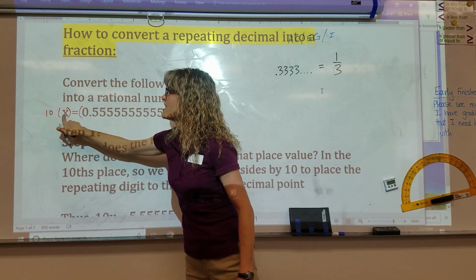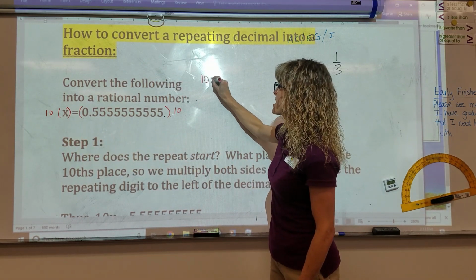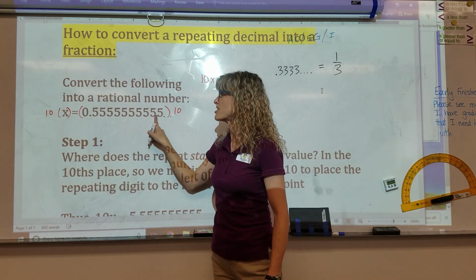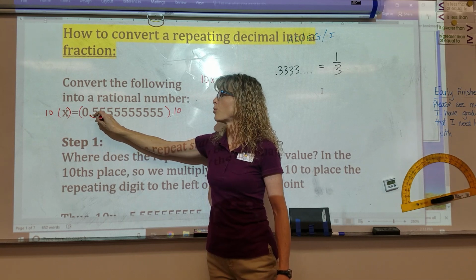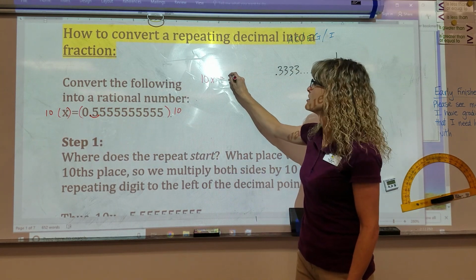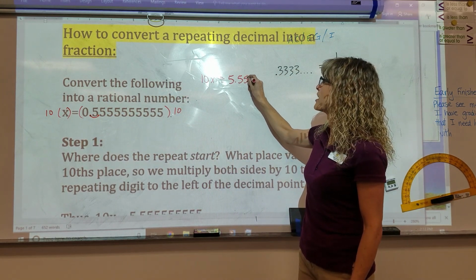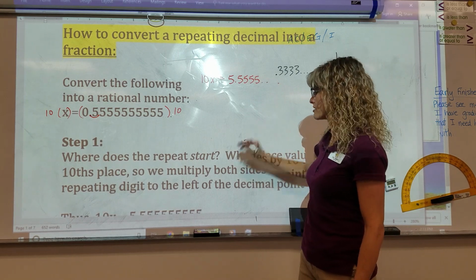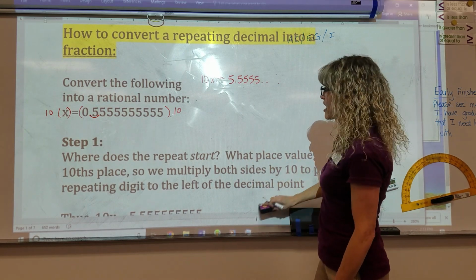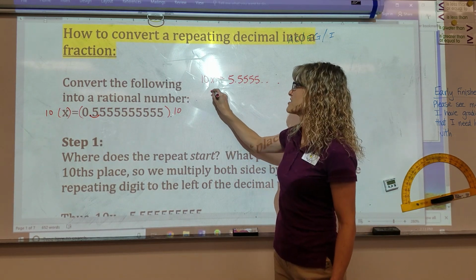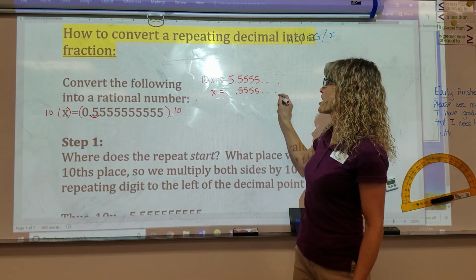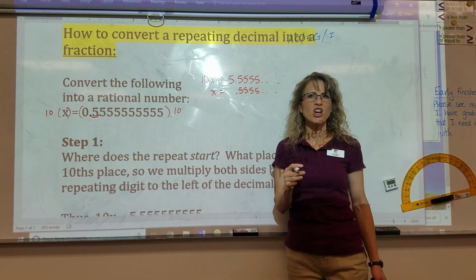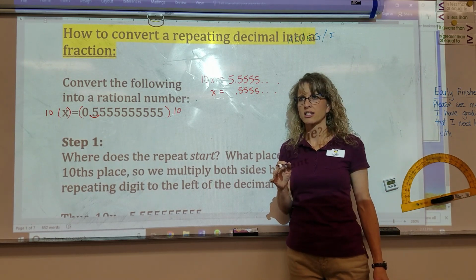That would give me 10 times x. I'm going to write it up here: 10 times x equals 10 times this number. Well, I know when I multiply by a factor of 10, it moves the decimal over one place. So I'm going to write that: 5.5555 dot dot dot. Don't I also know my original x is 0.5555 dot dot dot? Give me a nod if you're okay so far, you saw what I did.